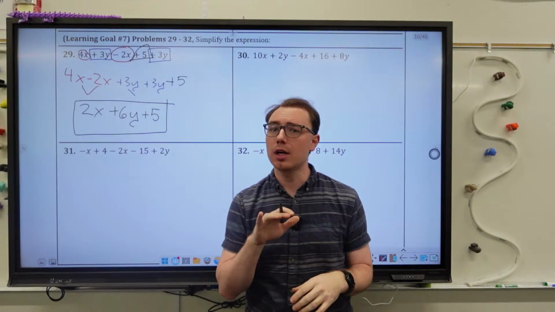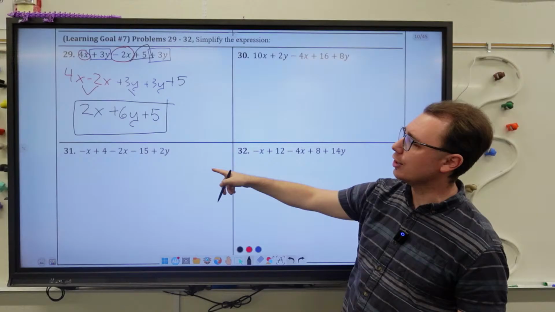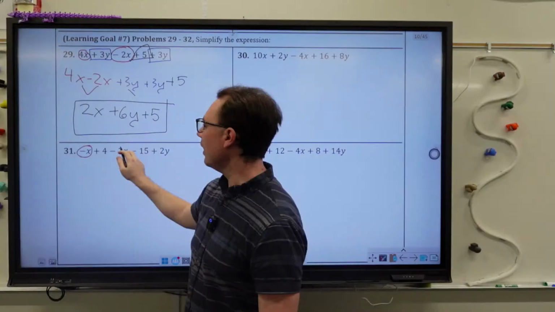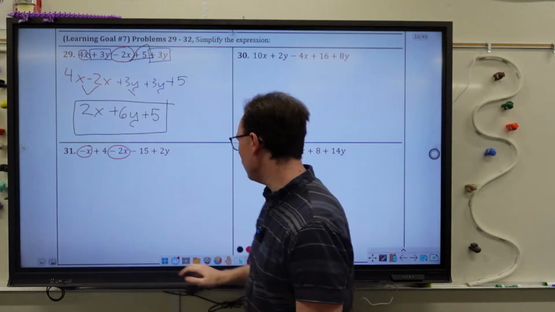Without further ado, I want to try and finish up with 31 here. Again, for 31, we're trying to simplify this expression to its basic form. To do that, we're using that shapes method. So for x's, I'm going to group together with these red circles. So I'm going to group together that negative x, this negative 2x. I'm going to group together this plus 2y. It's the only y value I see. But I'm going to group together this plus 4 and then this minus 15.